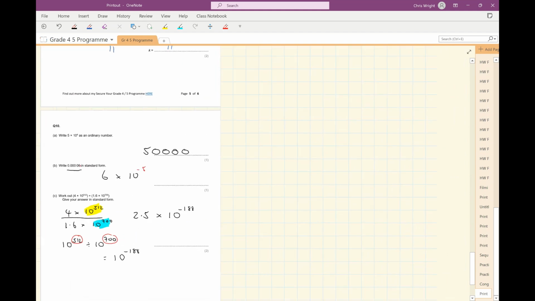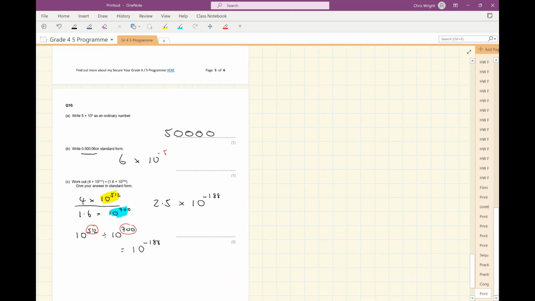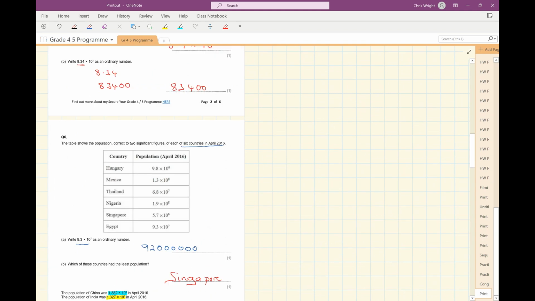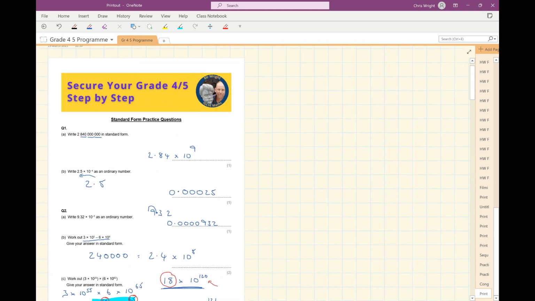That is a tricky question to end on, and that is the end of these 10 past paper questions, grade 4, grade 5 questions on standard form.